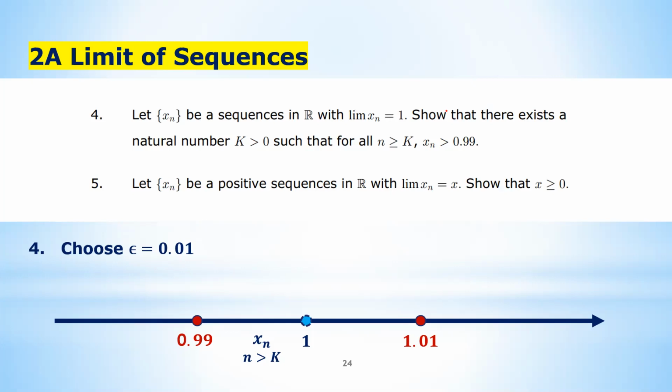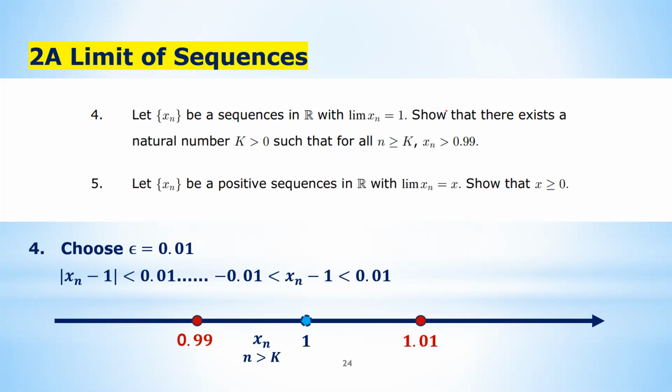Of course, you can choose a smaller epsilon, but it's not necessary. For the purpose of the proof, you only need to choose something simple. Epsilon 0.01 is sufficient. But again, you cannot just describe this using a graph or explain it in a paragraph. You have to use mathematical symbols. So using epsilon equal to 0.01, by definition, |xn minus 1| will be less than 0.01 eventually when n is large enough.